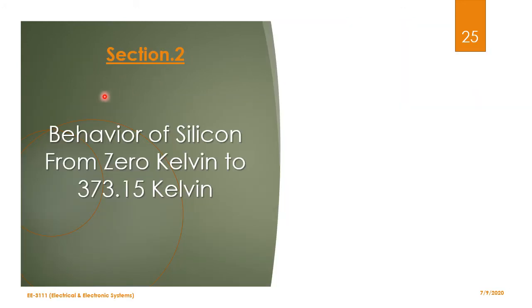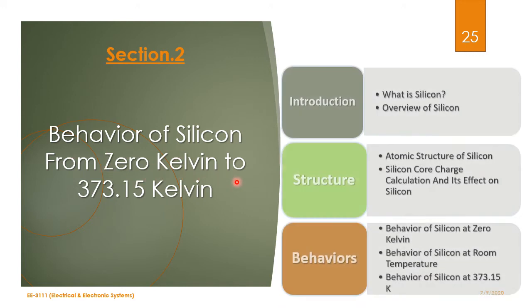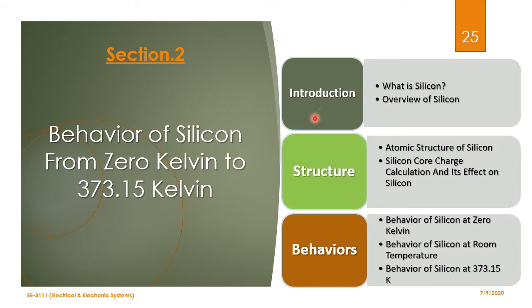Now we are moving toward section 2 of the presentation, the behavior of silicon from 0 Kelvin to 373.15 Kelvin. Firstly, I will discuss the introduction of silicon, then its structure, and at the end the behavior of silicon at different temperatures.